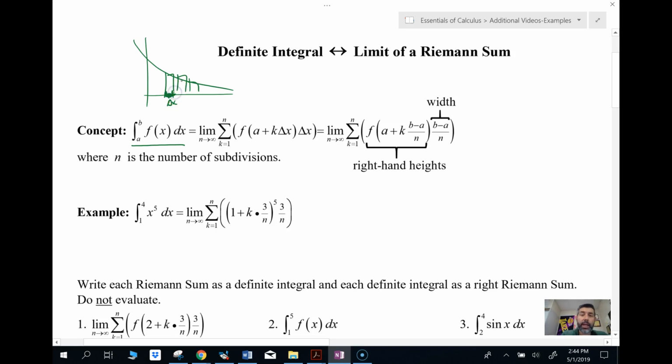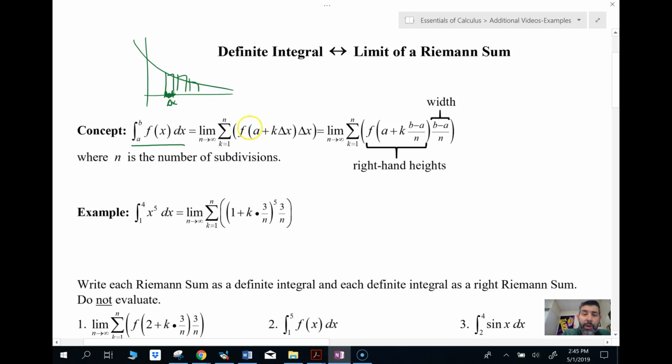If I start to take that delta x and shrink it down, with more and more rectangles, then I'm taking a limit, right? I'm taking the limit as my rectangles get smaller and smaller. So that's what an integral is. It's really just the limit of a Riemann sum. So the limit as n approaches infinity of the sum of the rectangles.